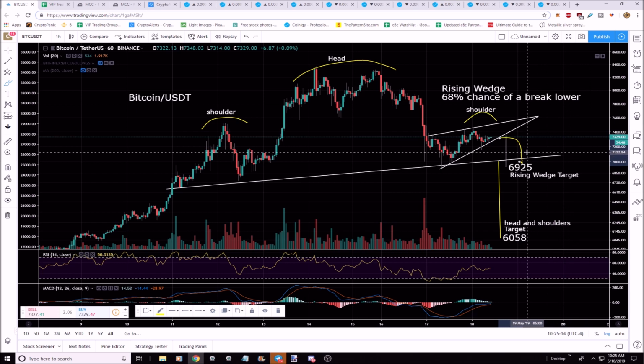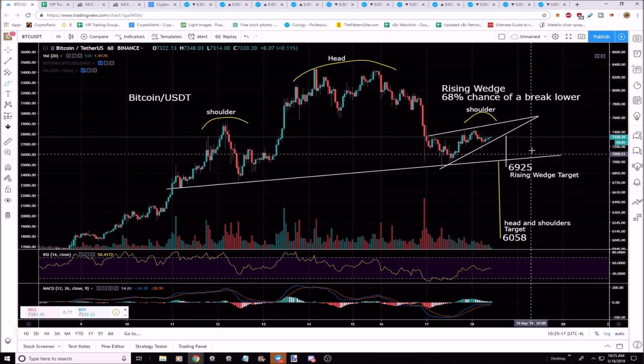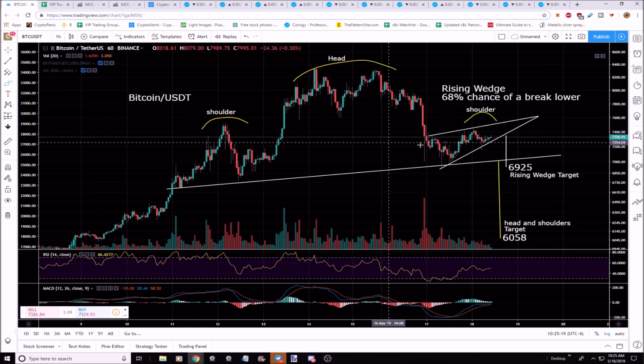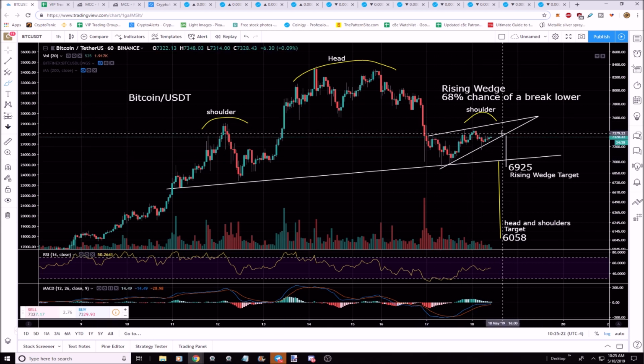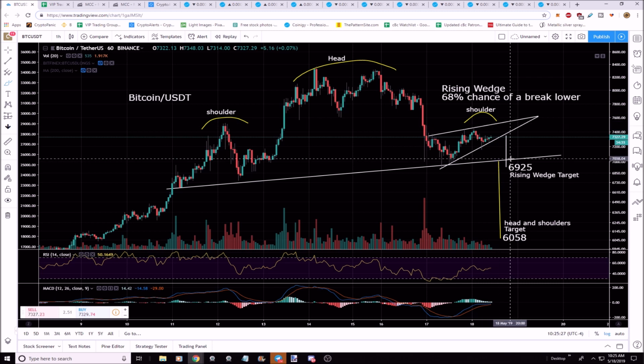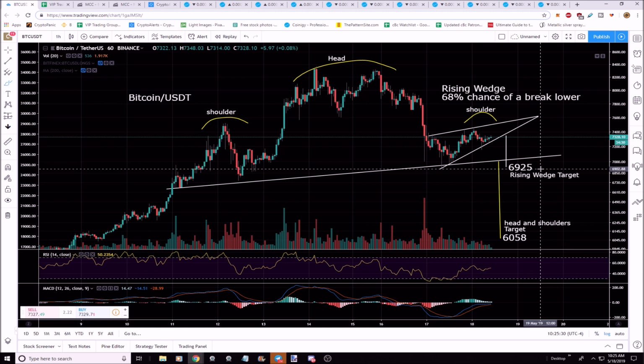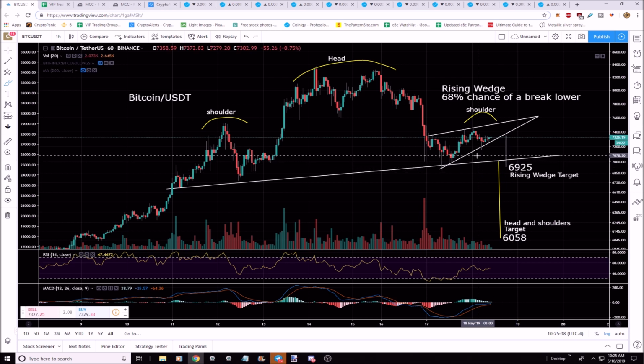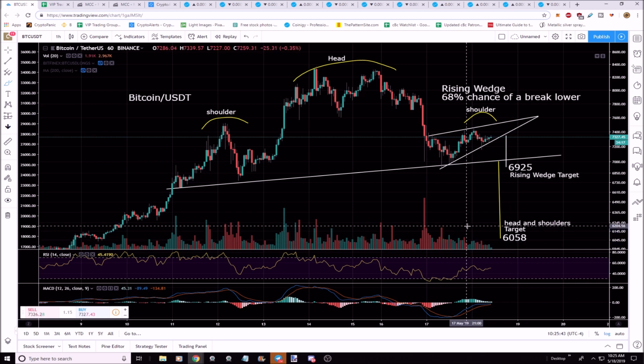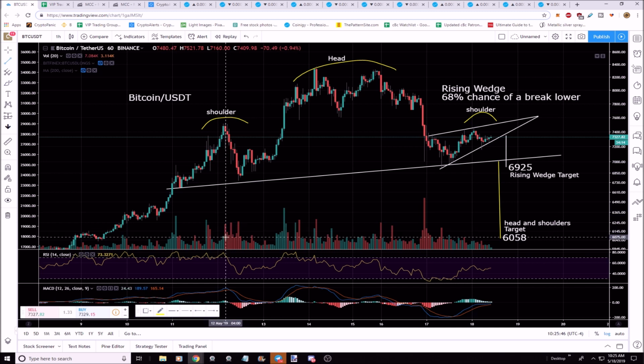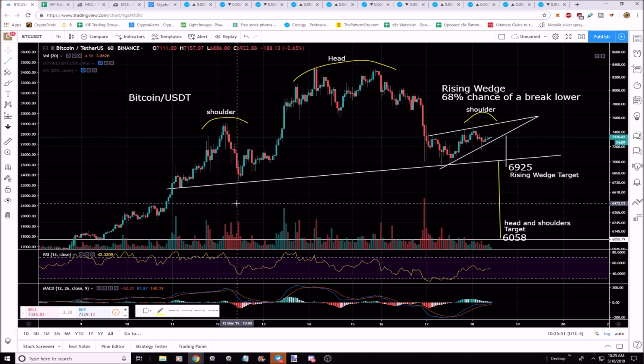When that happens, it might be a quick drop, but potentially the catalyst to this is this rising wedge. So 68% chance of break lower. And if we break lower, this target, you'll notice $6,925, would put us at the breakdown area for this looming head and shoulders pattern, which would give us a target of about 60.58. Also, I noticed down here that this is right near some support, so it's possible we could bounce there.